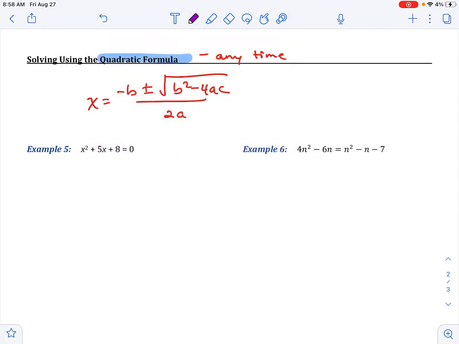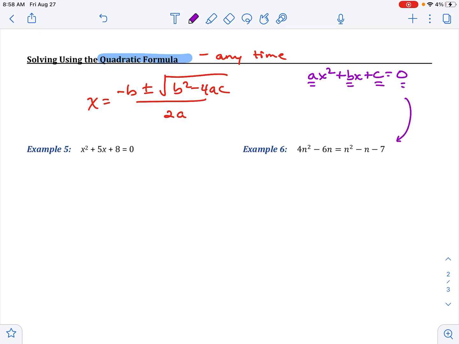All right, where does that come into play? That comes from the idea that ax squared plus bx plus c equals 0. A is the coefficient of your x squared or quadratic term. B is the coefficient of your linear term. C is your constant. And you must set it equal to 0 in order to do this.